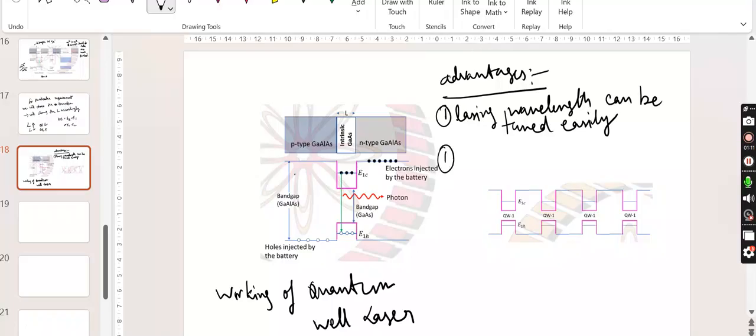And the recombination of electrons and holes is much easier because the volume is much less now.